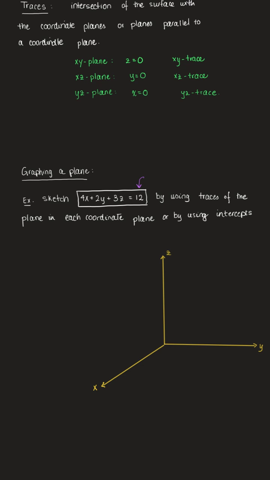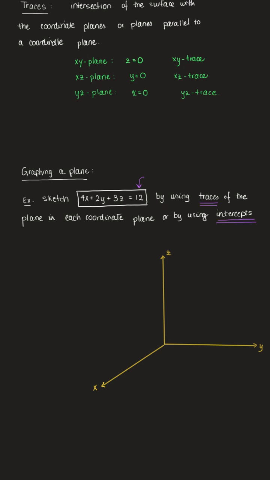So a plane is a surface in space, and we can either use traces to sketch the plane, or we can use intercepts. I think the easiest way is to use intercepts. So I'm going to do that first, and then I'm going to talk about how we would find a trace on the xy plane, so how we might find the xy trace.